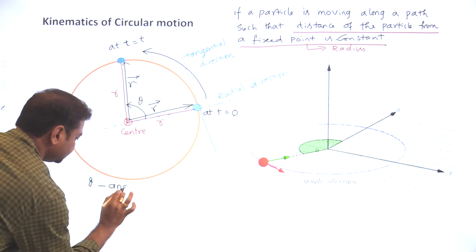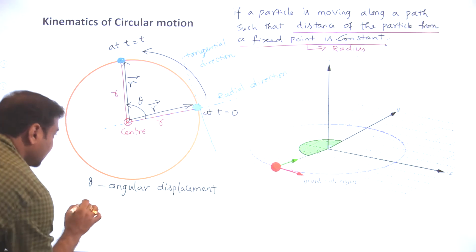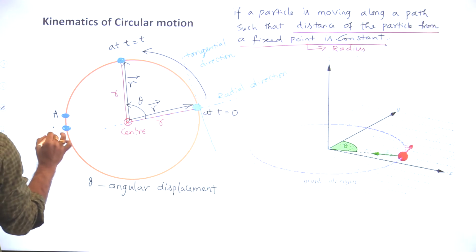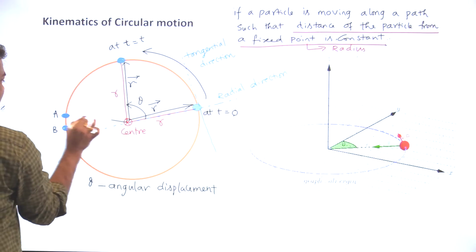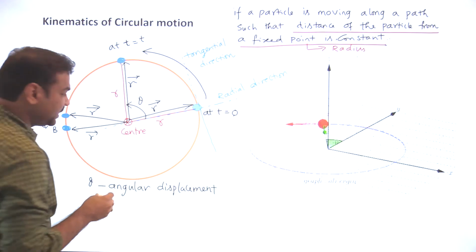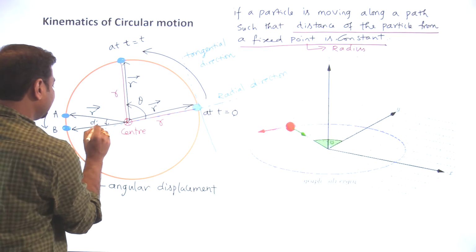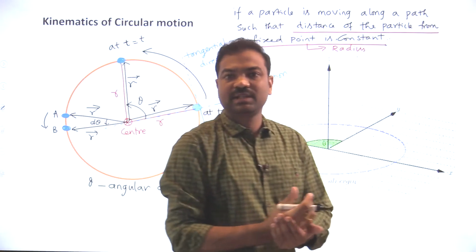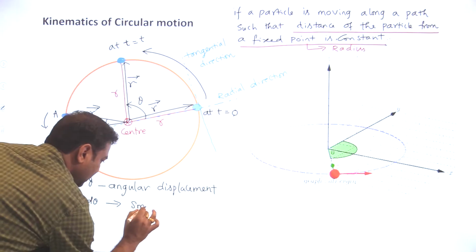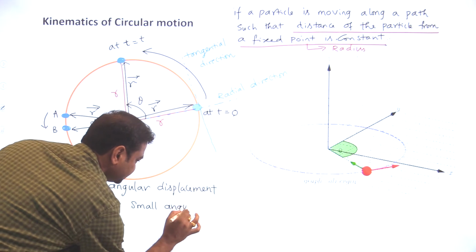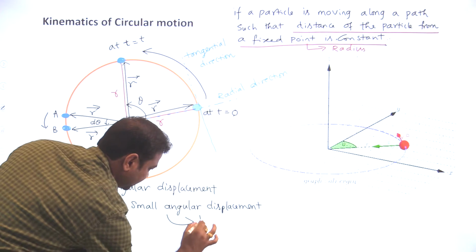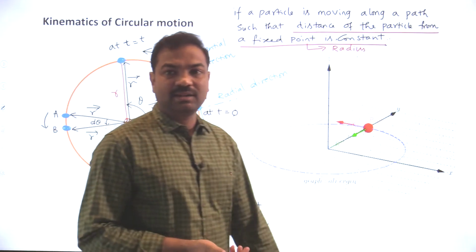Angular displacement. But remember, if I take a small angular displacement, the particle moves from point A to point B. Then this is the R bar and this is the R bar. As the particle moves from A to B, it covers a very small angle, let us say d theta. Very small angular displacements are vectors. So d theta is a small angular displacement, and we take it as a vector quantity.